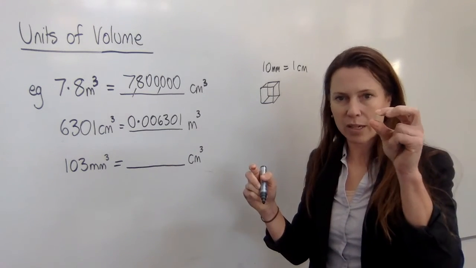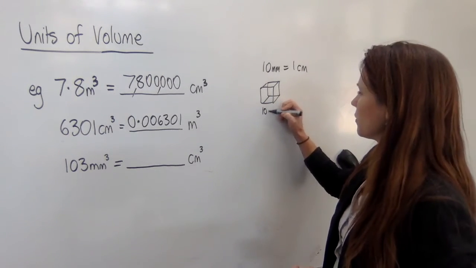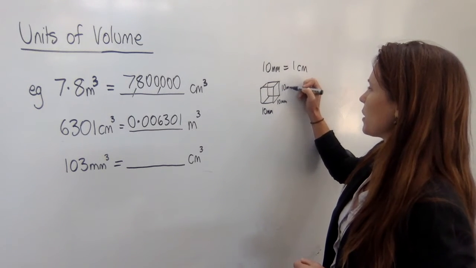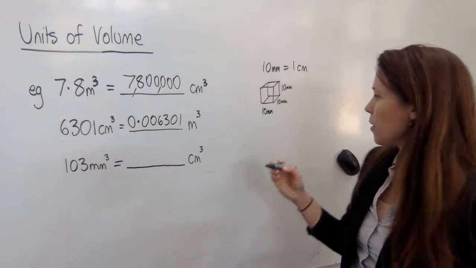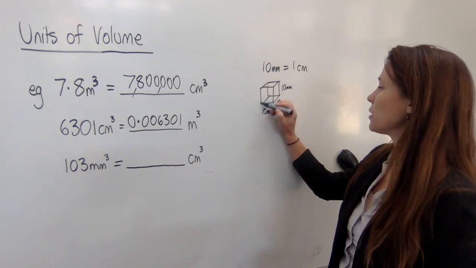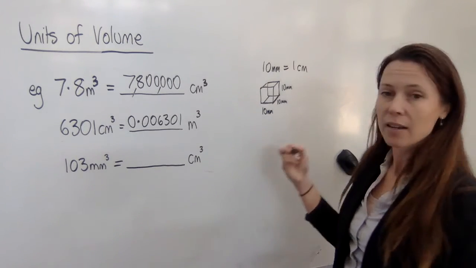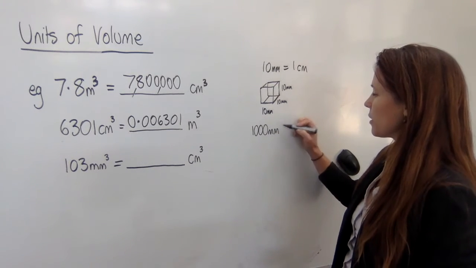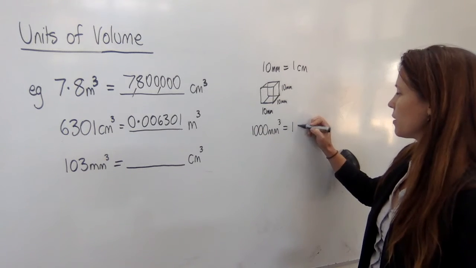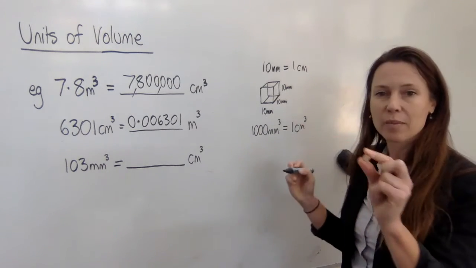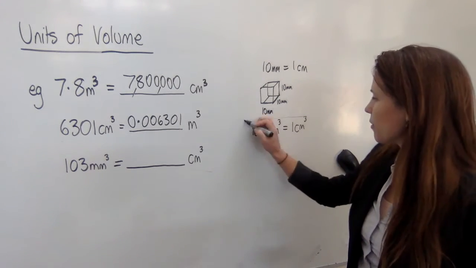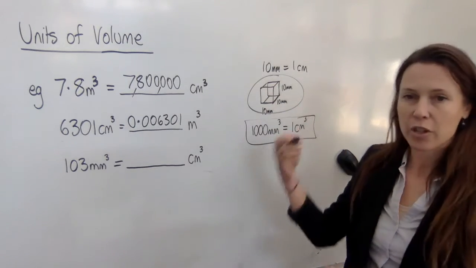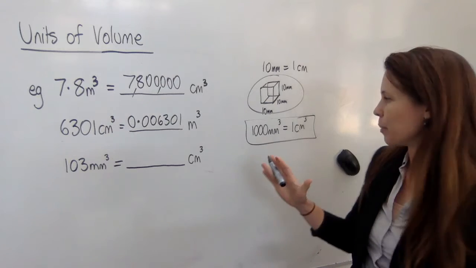How many millimetres wide is this? 10. And it's 10 millimetres deep and 10 millimetres tall. So how many cubic millimetres are in there? Well, 10 times 10 times 10 is 1,000. So there's 1,000 millimetres cubed in one of these little cubic centimetres. Okay, that's my conversion now that I'm going to use. I don't memorise that, I work it out using my little diagram so that I don't mess it up.